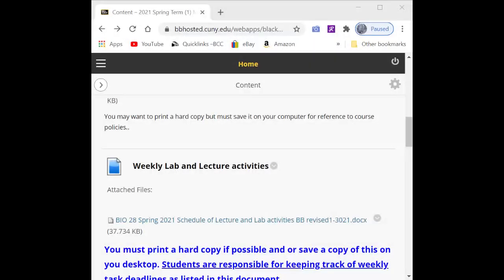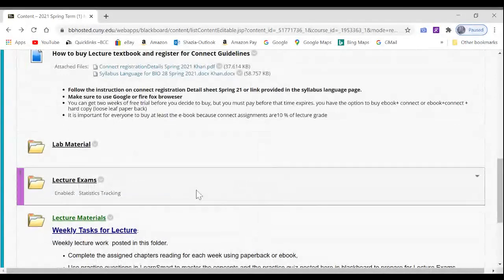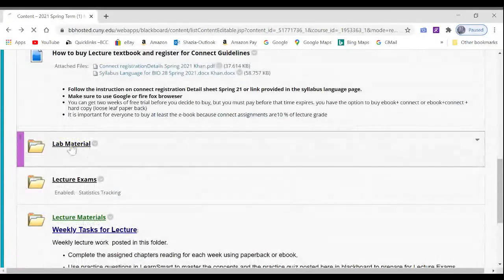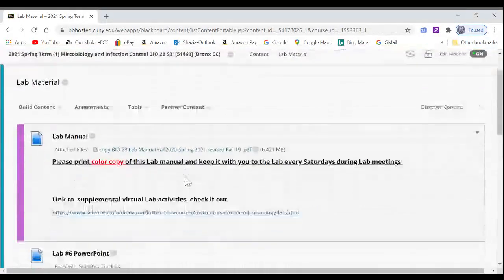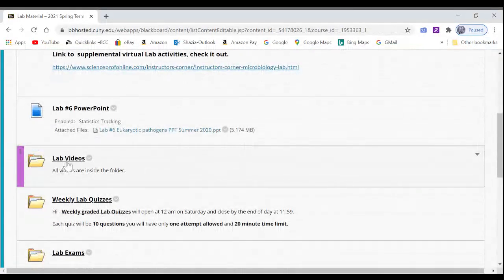Okay. So you see this is the Blackboard site, your Blackboard site. Can I make it bigger? So you see this folder says lab materials. In here, this is the folder called lab videos. Just one person tell me, do you see it? Do you guys see my screen? Yes, Professor.